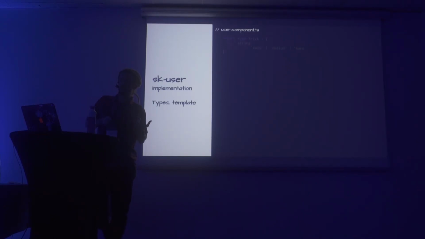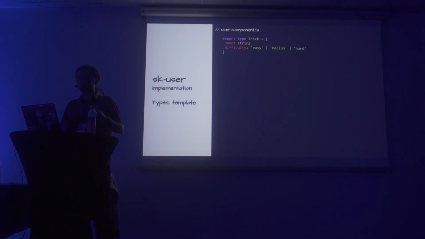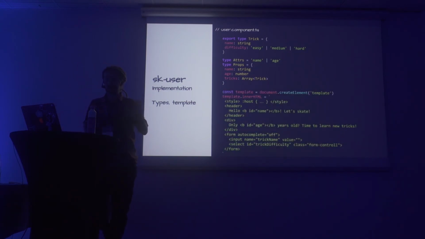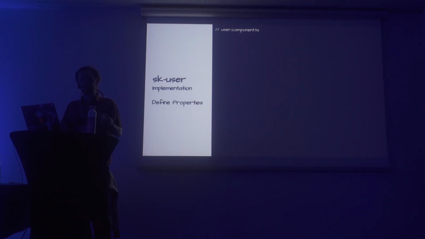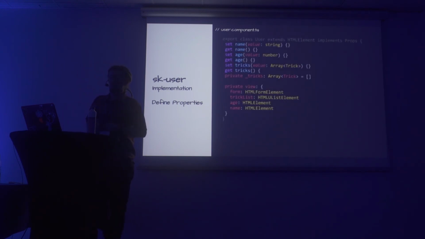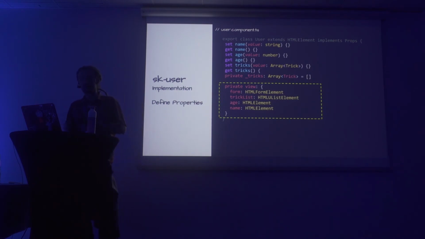So, first off, let's define types. This is the model of the trick. Let's define attributes, the props of the web component, and let's create some template. I know it's a lot of code, you don't have to read it, just for imagination. Step two, we need to define properties, the API of our component. Again, there is lots of code, setters, getters, private properties, which are not really private. And take a look at this view. This is, again, not some web component specification, that's just how I define the view, with the specific DOM nodes from the template, which I need to query. And last but not least, we need to register it to the custom elements global namespace.